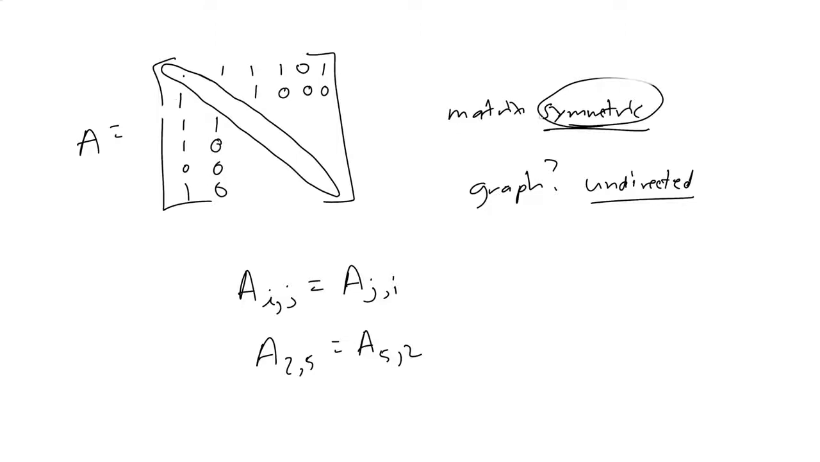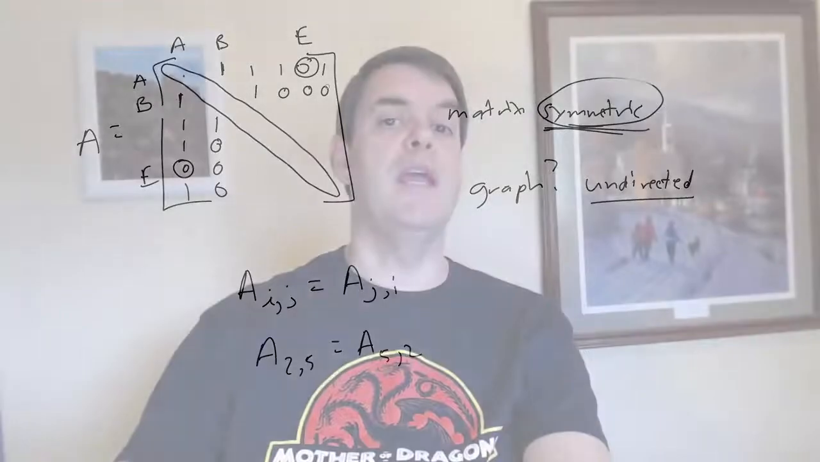That's what's going to be the case if we have a symmetric matrix. And the reason that goes with an undirected graph is because, in that case, the presence of an edge from vertex A to vertex B implies that there's also an edge between vertex B and vertex A, right? So if I can go from A to B, then I can also go from B to A. And if I can't go from A to E, then I also can't go from E to A, right? Because those are always guaranteed to be the same. And therefore, I'm going to get an undirected graph if I have a symmetric matrix.